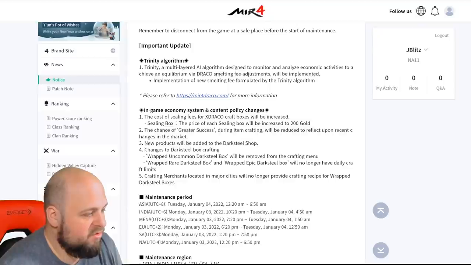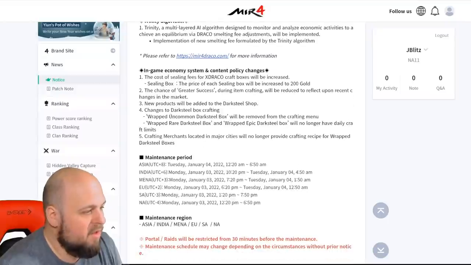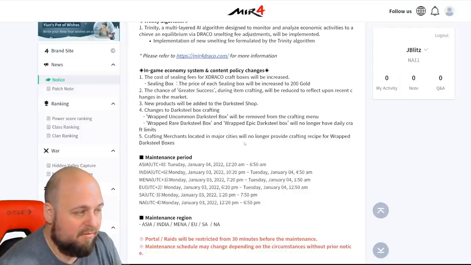Number four, changes to Darksteel Crafting Box. Darksteel Box Crafting. The wrapped uncommon Darksteel Box will be removed from the crafting menu. Interesting. The wrapped rare Darksteel Box and wrapped epic Darksteel Box will no longer have daily craft limits. That's cool. Crafting merchants located in major cities will no longer provide crafting recipe for wrapped Darksteel boxes.